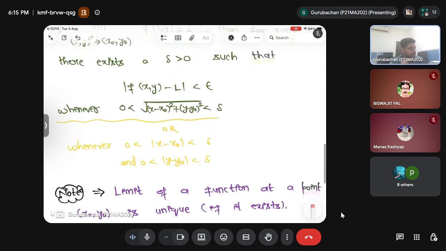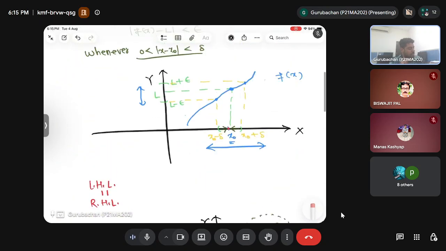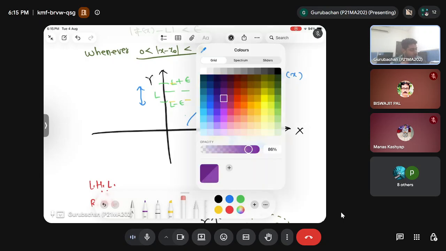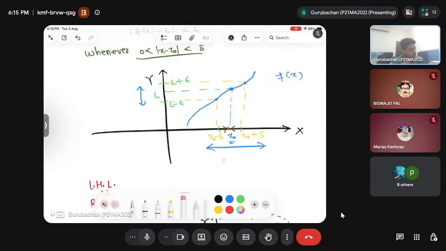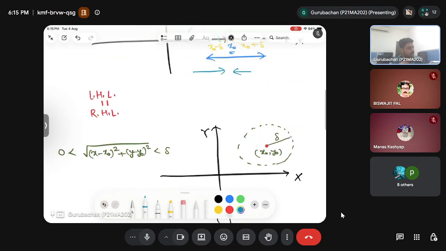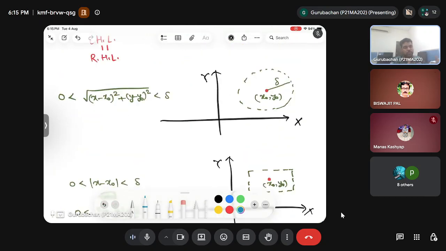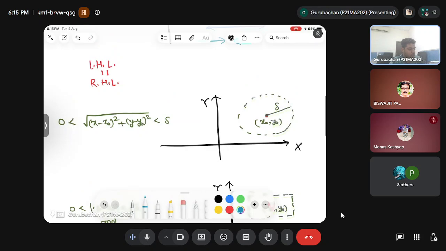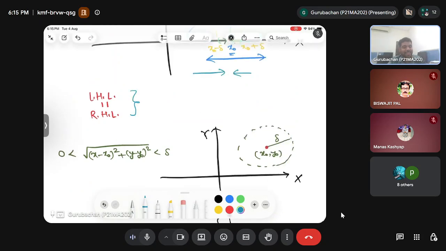Okay. Now in the previous case, in the one variable case, I'm again recalling, how many ways to approach x naught? Two ways, correct. So we know that here it is two ways, left or right. But in case of circular neighborhood or rectangular neighborhood, infinite number of ways. So in the case of one variable, we are quickly calculating LHL, RHL and saying if they are equal, then we can obviously say that limit exists or not.